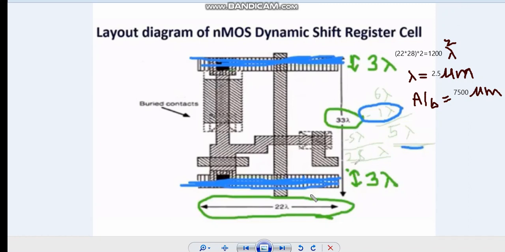So here, you understood how we are calculating the area: 22 into 28. Hope you understood how we got the 28 instead of 33. That is ignoring 3 and 3 lambda and minus of 1 here, because 1 lambda we are using in the VSS, and 0.5 in the VDD, and 0.5 in the VSS here.